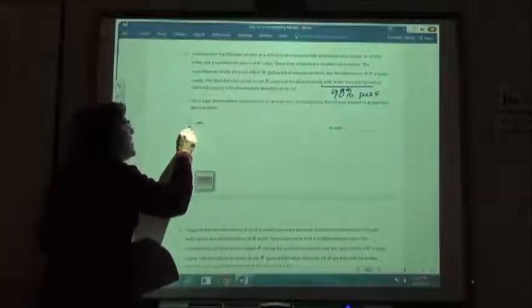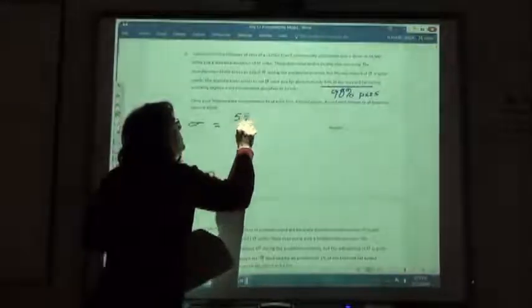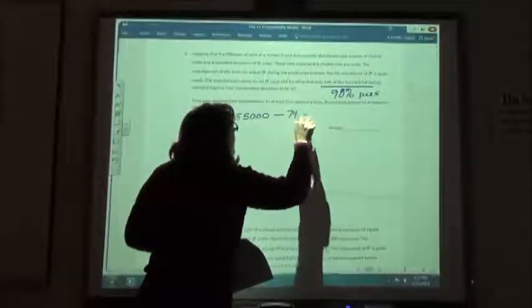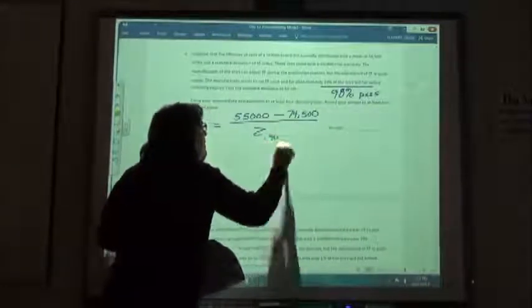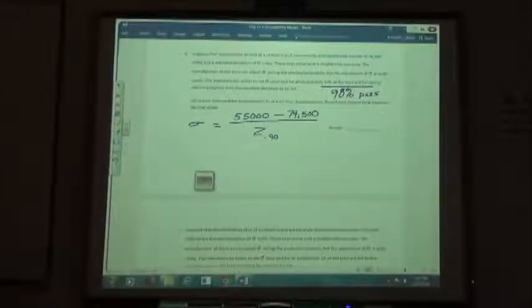So our standard deviation is going to be equal to the warranty, 55,000 miles, minus the mean, which was 74,500 miles, over z sub 0.90. And we're rounding our answer to 1 decimal place once we get our answers.